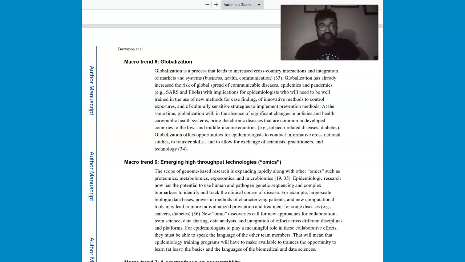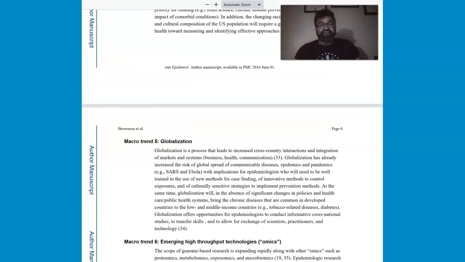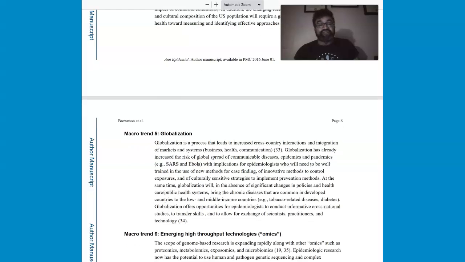So macro trend number 5 is globalization. And I've lectured a lot about sustainability and understanding how to help maintain the Sustainable Development Goals. Globalization is a process that leads to increased cross-country interactions and integration of markets and systems. So globalization has already increased the risk of global spread of communicable diseases, and so we saw that with Ebola and SARS. But when COVID-19 hit, of course, this was definitely a reality.